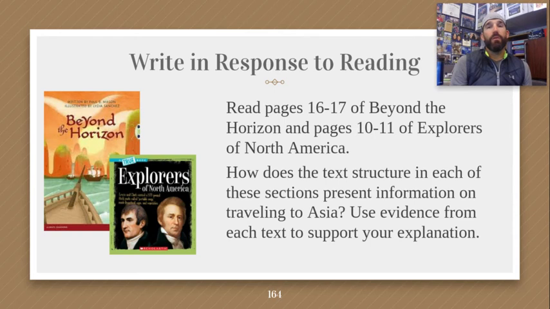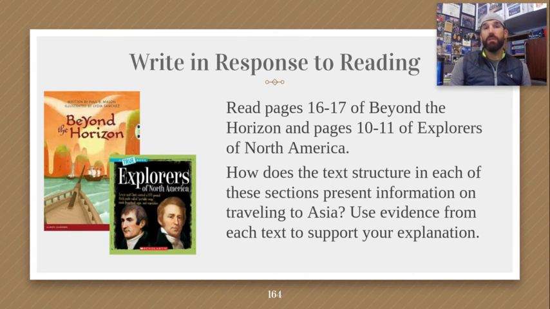And then you're going to get to your write in response to reading question. On that question, it says that you're going to read pages 16 and 17 of Beyond the Horizon and 10 and 11 of Explorers of North America. So you'll read, open up, maybe set them side by side, read both of those sections of text. Now it's going to ask you about text structure. And it says, how does the text structure of these sections present information on traveling to Asia? Use evidence from the text to support your explanation.